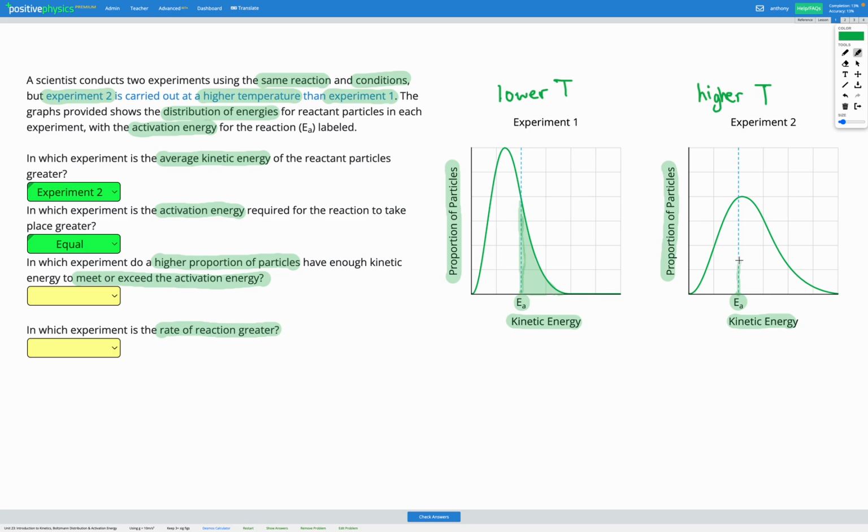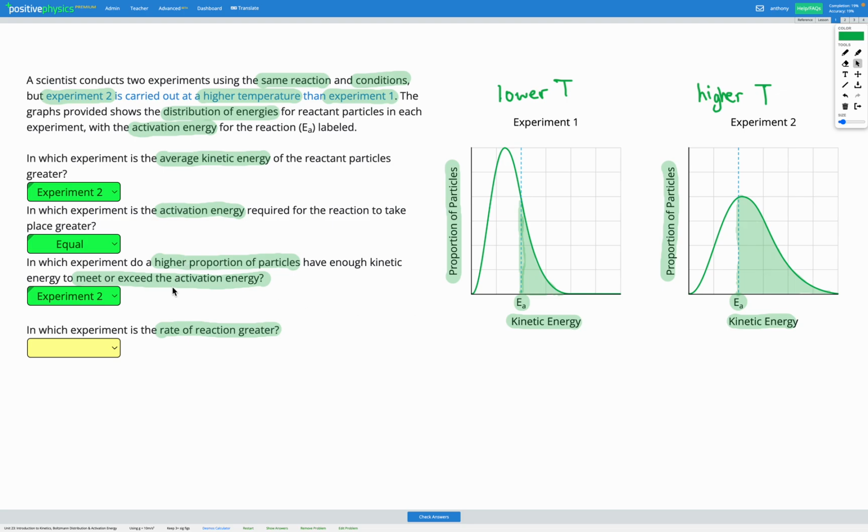In experiment 2, again, here's our activation energy in the same place. So we can go ahead and shade in anything to the right-hand side of that line. So we can see that in experiment 2, where we had the higher temperature and therefore the higher average kinetic energy, a much higher proportion of particles have enough kinetic energy to meet or exceed that activation energy. That's why we have a much bigger area shaded in experiment 2. So our answer to this question here is going to be in experiment 2, there's a high proportion of particles that meet or exceed the activation energy.